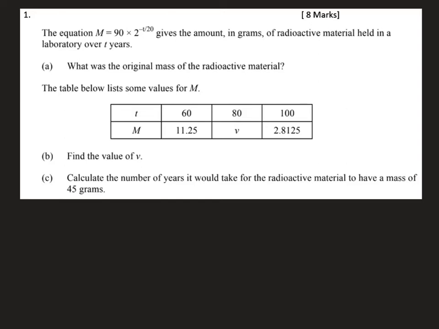In question 1, we are looking at radioactive decay, and we are given this function here, which enables us to find the mass in grams of radioactive material after t years. So initially, what was the original mass of the radioactive material? From that, we need to deduce, whenever it says original or initial, that means that the time was 0.